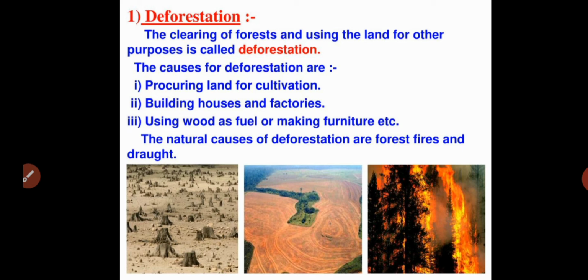Usually there are so many human activities, like procuring land for cultivation. We convert forest land into cultivation land for agricultural purposes. We are cutting down the trees present in the forest. Finally, deforestation takes place. So agricultural land nowadays comes from forest land only. We are cutting down the trees present in that forest.